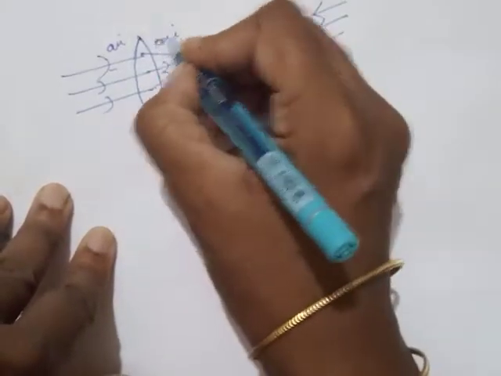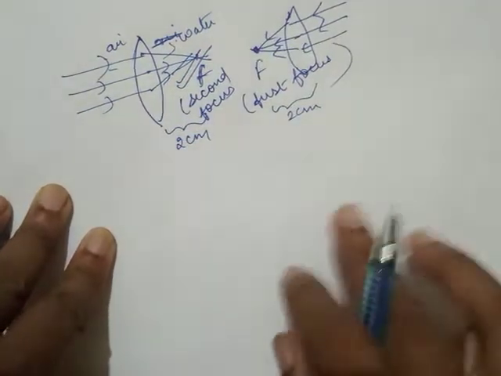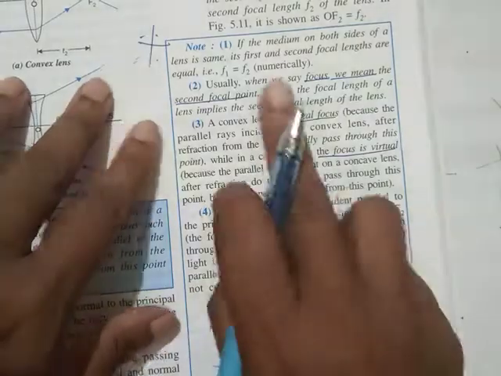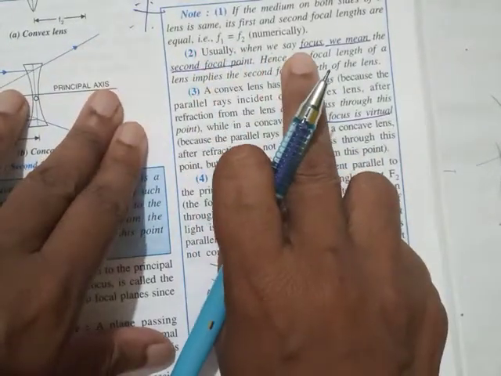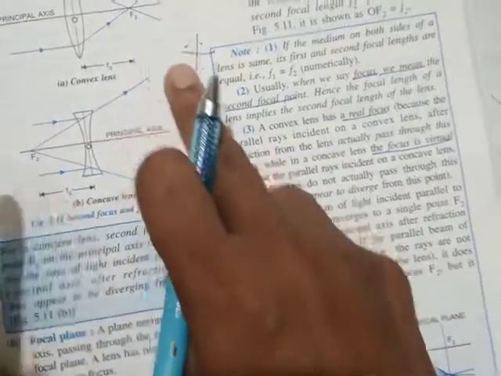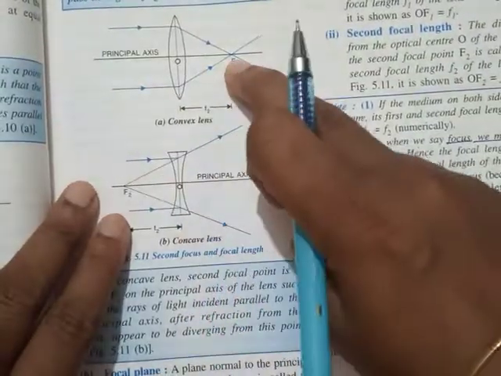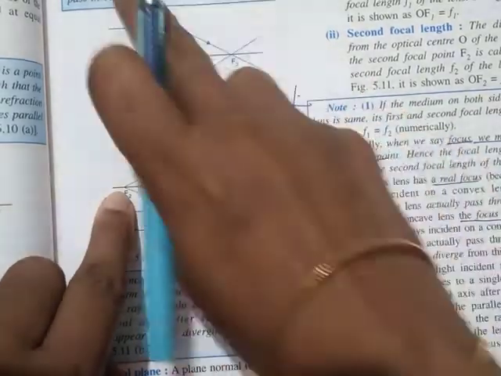Now suppose one side is air and another side is water, then it might change. Usually when we say focus, we mean the second focal point. According to the ray diagrams that we drew, for convex we took the right side one as the focus and for concave the left side. So we are considering the second focal point.